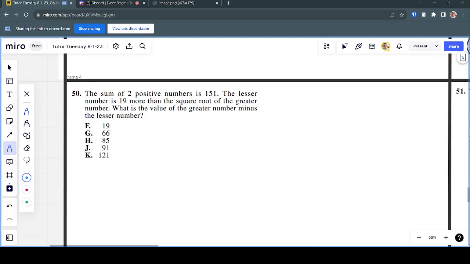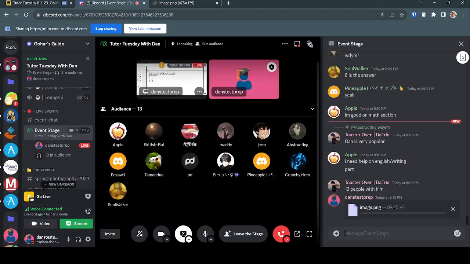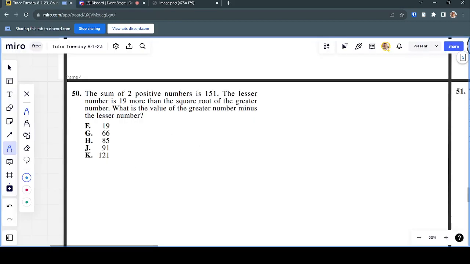It's saying the sum of two positive numbers is 151. The lesser number is 19 more than the square root of the greater number. What is the value of the greater number minus the lesser number? Okay.